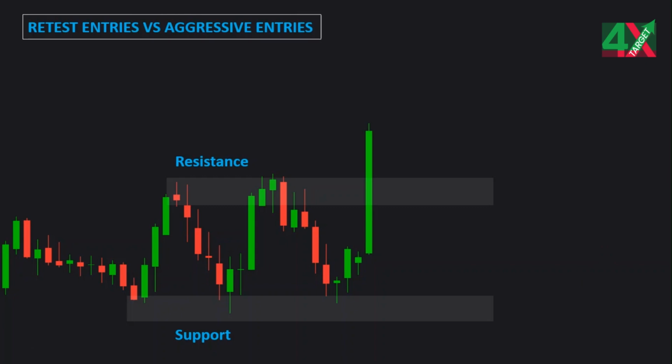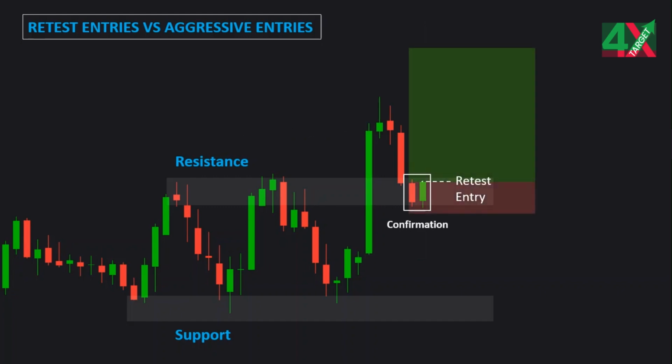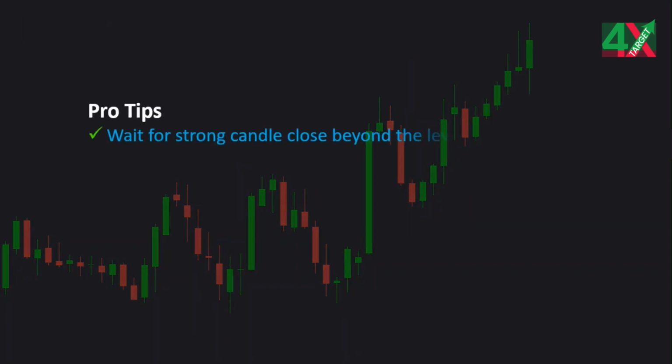When it comes to entering breakouts, you have two main options. The aggressive entry involves jumping in as the breakout candle closes, which can give better risk-reward but carries more risk. The safer choice is the retest entry, where you wait for price to return and test the breakout level before moving again. Retests offer confirmation and reduced risk, especially for newer traders. Remember, always wait for a full-bodied candle to close clearly above resistance or below support. This confirms strength and reduces the chances of a fakeout.